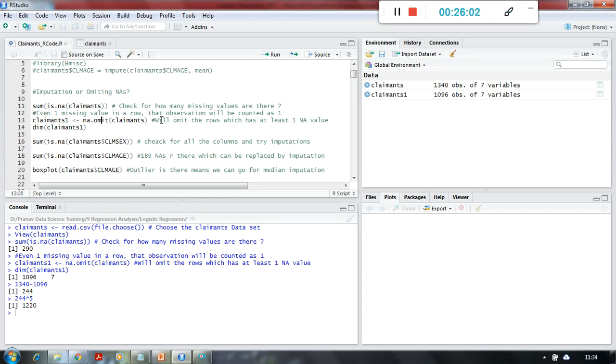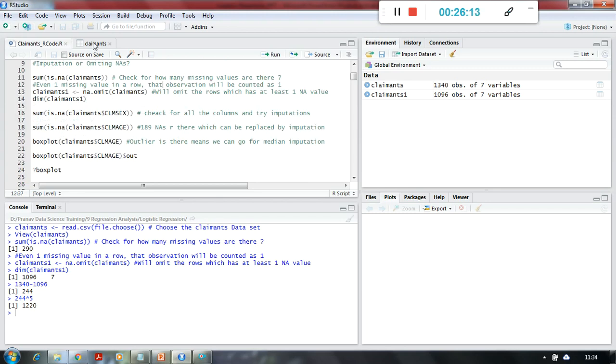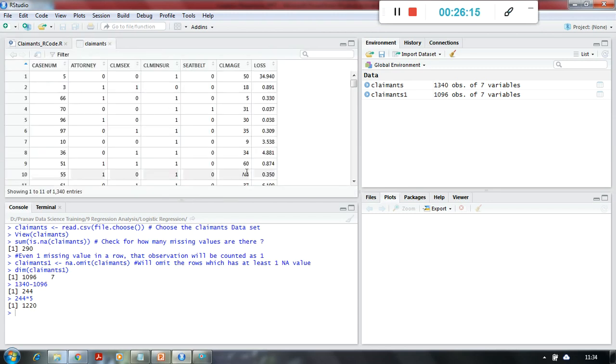So what is the second option? The second option is called imputation. What do you mean by imputation? Imputation simply means replacing these NA values with some logical values. So what can be the logical value?